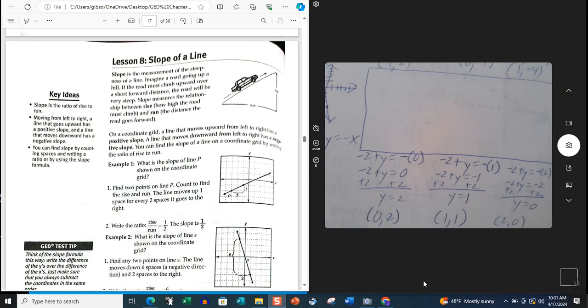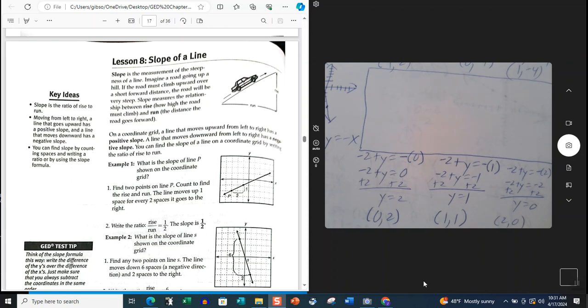Class, we're about to start lesson 8, slope of a line. It says slope is the measurement of the steepness of a line. Imagine a road going up a hill. If the road must climb upward over a short forward distance, the road would be very steep. Slope measures the relationship between rise, how high the road must climb, and run, the distance the road goes forward.